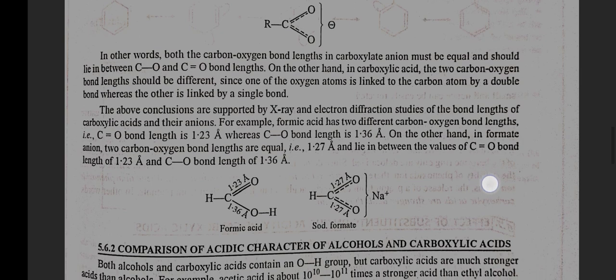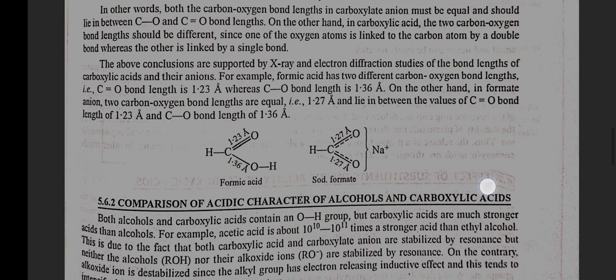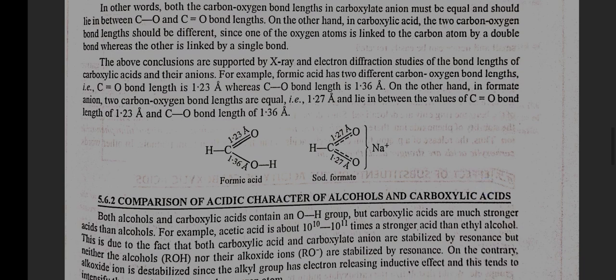In other words, both the carbon-oxygen bond lengths in carboxylate anion must be equal and should lie in between C single bond O and C double bond O bond lengths. On the other hand, in carboxylic acid, the two carbon-oxygen bond lengths should be different, since one of the oxygen atoms is linked to the carbon atom by a double bond whereas the other is linked by a single bond. The above conclusions are supported by X-ray and electron diffraction studies of bond lengths of carboxylic acids and their anions.